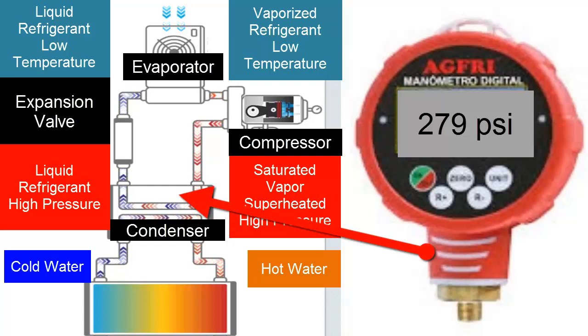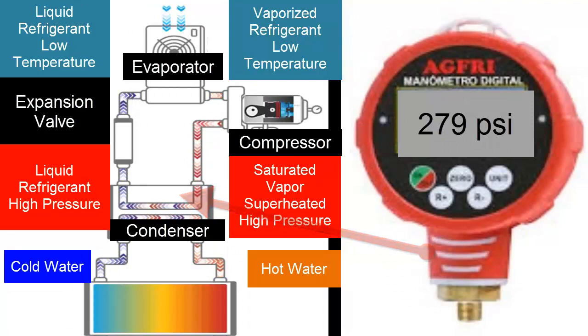However, if the required temperature for hot water is 55 degrees Celsius, a higher temperature in the condenser is needed, in this case around 65 degrees Celsius, where a high pressure of 29 bar, about 279 pounds per square inch, is required.